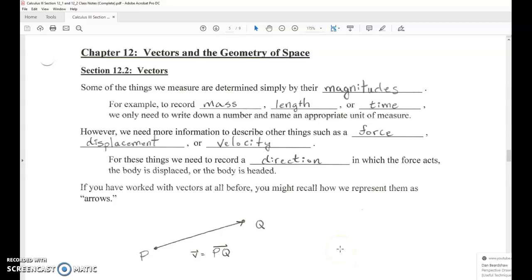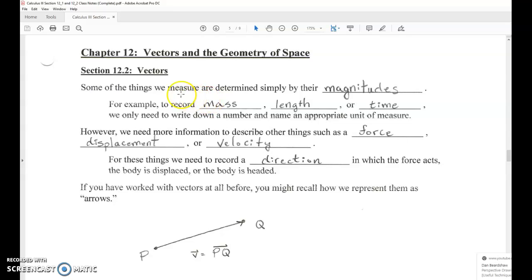Okay, so that concluded section 12.1 in our chapter 12 on vectors and the geometry of space. So in section 12.2, we're actually going to get into the concept of vectors now. Usually most people have heard about vectors a little bit or used them if you've had a physics class, high school physics class or something like that, but we'll take it right from the very beginning, so shouldn't be too bad.